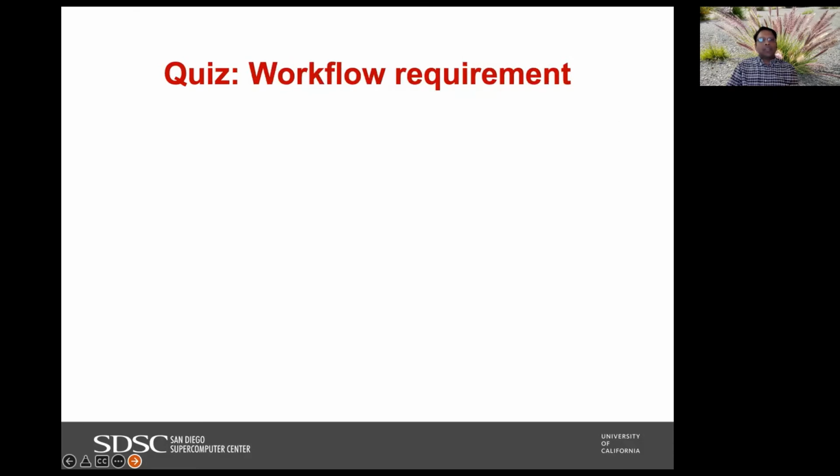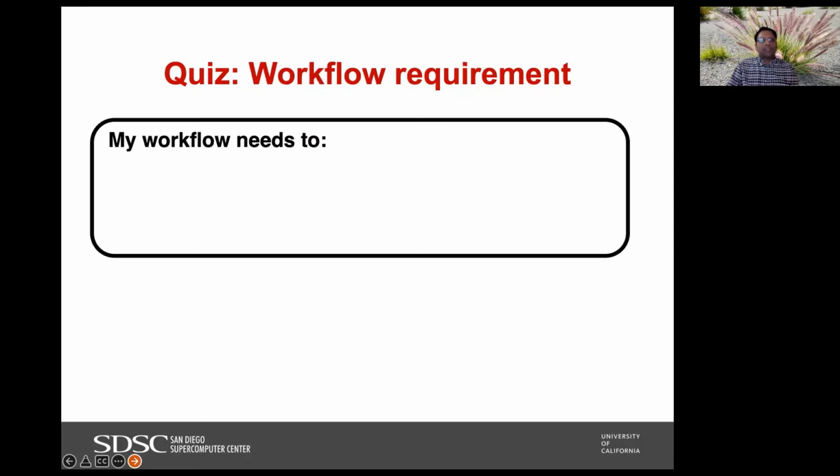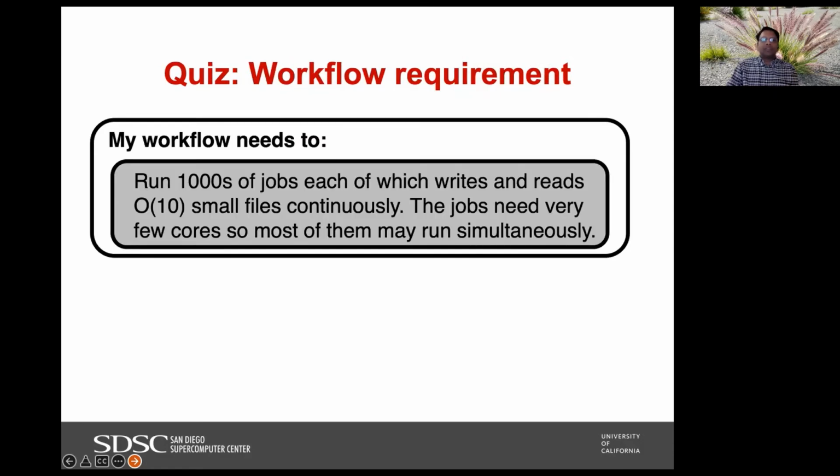The last one I have is a workflow requirement. Say you have a workflow that runs thousands of jobs, each of which writes and reads, say, about 10 files each, but they've been written continuously. Now, if it's a small job, like a job that only needs one task, one core, you might run all 1,000 of them simultaneously. And this has happened. This is a real scenario that I'm presenting. I'm going to show you what happens to a Lustre file system when you do this.